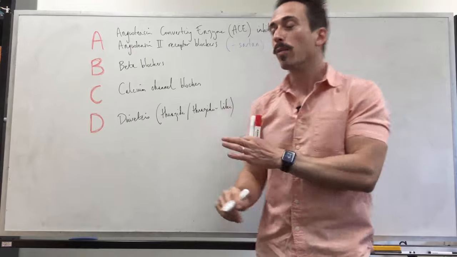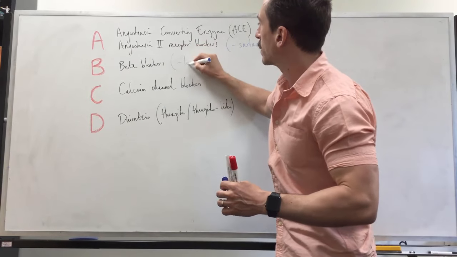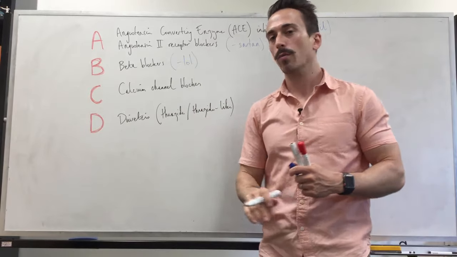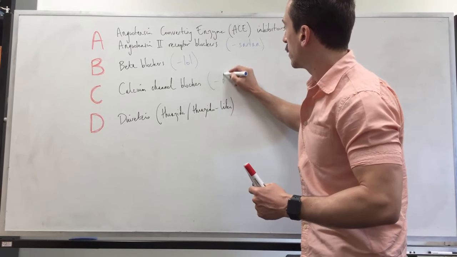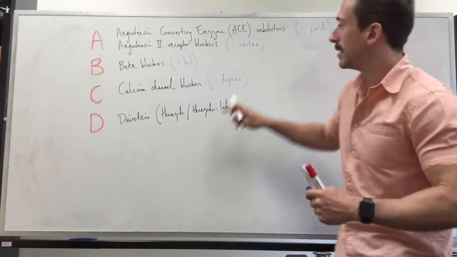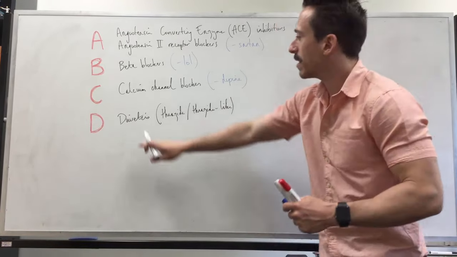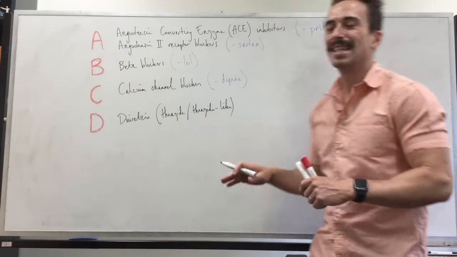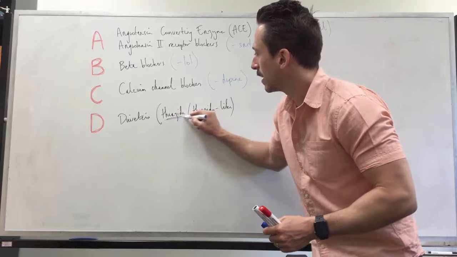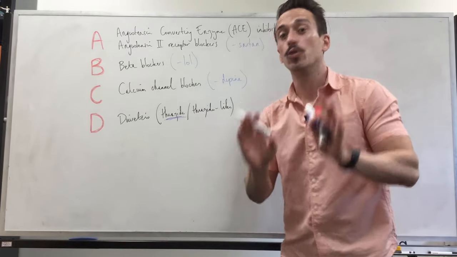When we look at beta blockers, a lot of the meds have the suffix lol. When we look at calcium channel blockers, a lot of the meds have the suffix dipine. And then the thiazide diuretics, while they're a bit tricky, they're more variable, but often they end in thiazide. But there are others that do not end in thiazide.